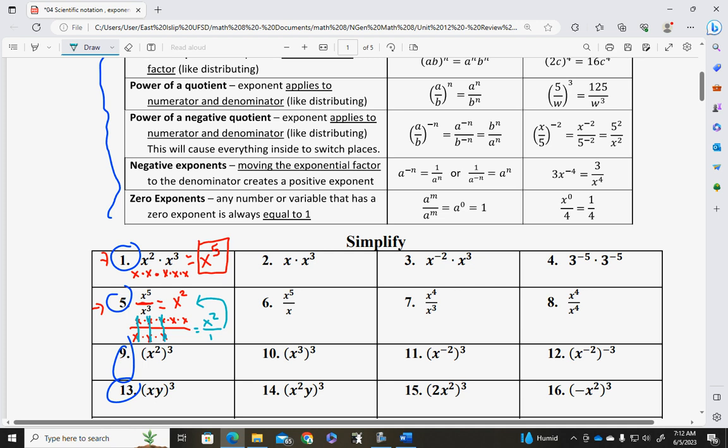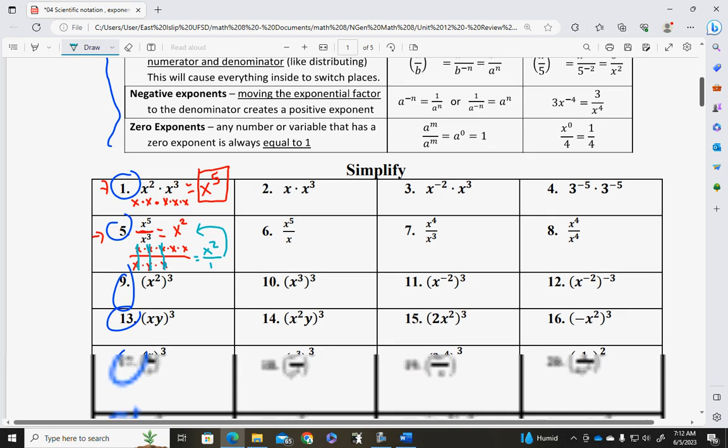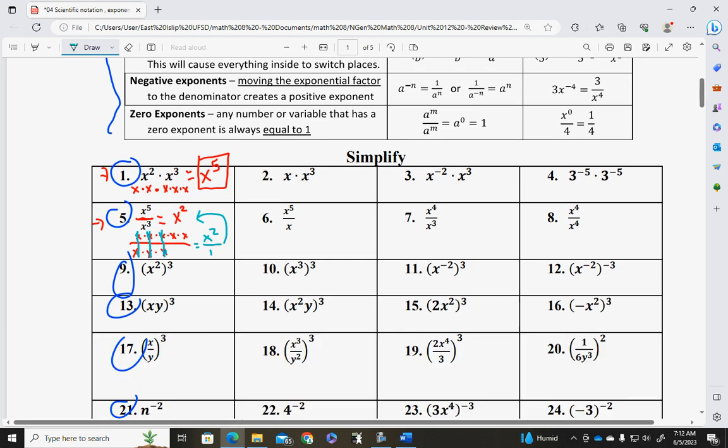The rule for number 9, I've always called it a power to a power. The rule is to keep the base and multiply the exponents. But you can see that now we're starting to talk about so many rules and we can easily confuse the rules. So instead of memorizing rules, why don't we just follow what the basics of exponents are?